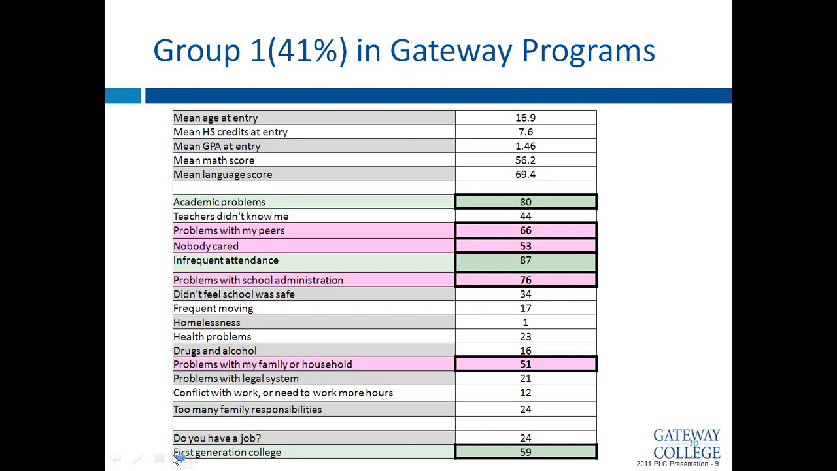So this group, the lines that are in pink are the things that really distinguish this particular group. So this group was really likely to tell us that they had had problems with their peers, that nobody cared about them when they were in school, and had problems with school administration and teachers. They also report problems with their family or household. So in looking at this and talking about it around our office, a lot of us have really noticed that this is a lot of relationship issues. And relationship issues not just at school, but also at home.